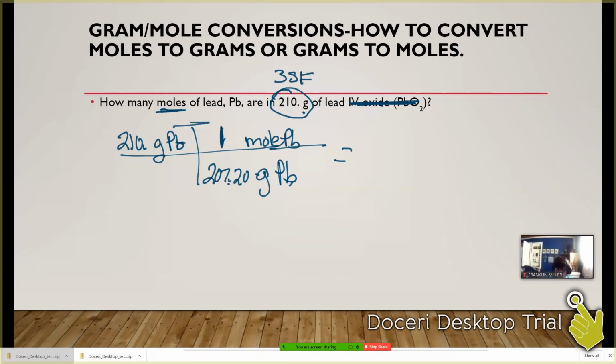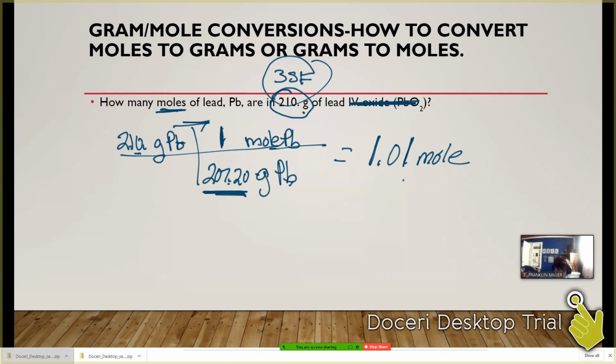Once again, I'm going to multiply across. 210 times 1 is still 210, so I come back and divide it by 207.20. We said 3 sig figs. 1.01 moles, which makes sense because this is the mass of 1 mole, 207.2, and I had 210, so I had a little bit more. So my answer makes sense.